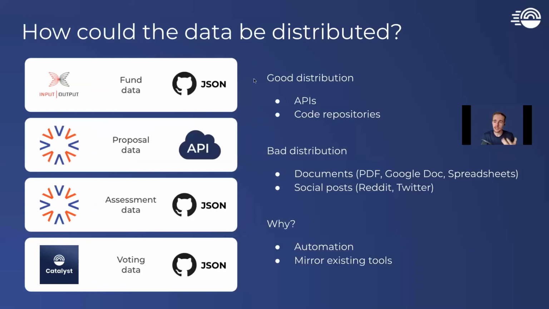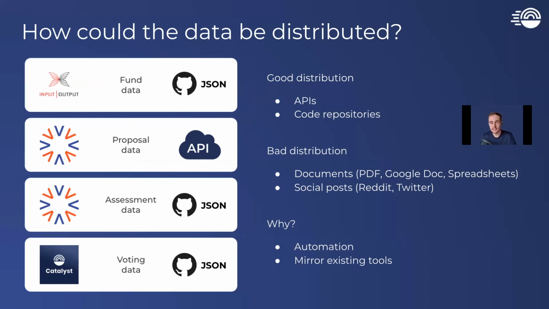And when you think of those four main data sources, how could we think about how that data could be distributed? And I don't think there's any necessarily right or wrong answer to this. I think between either an API or different code repositories in certain data formats, there's a lot of things that could be done and decided on by whoever's maintaining each of those data sources.